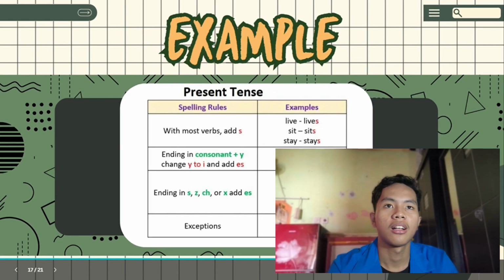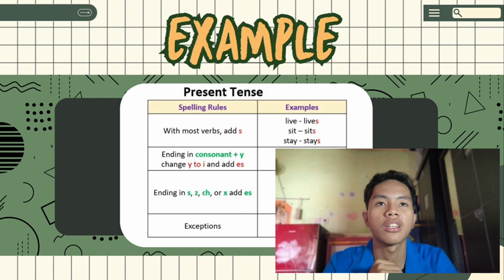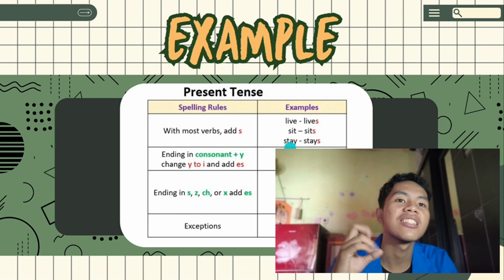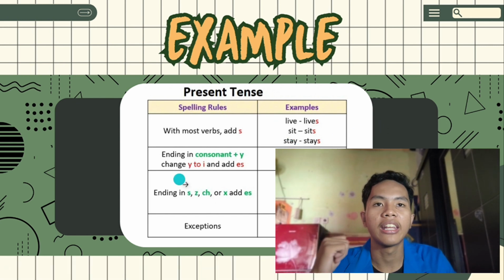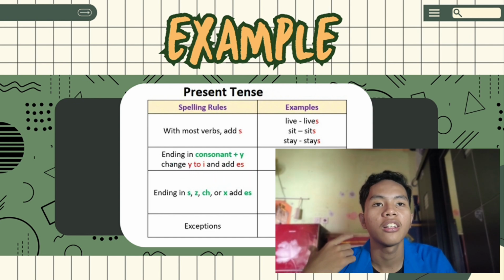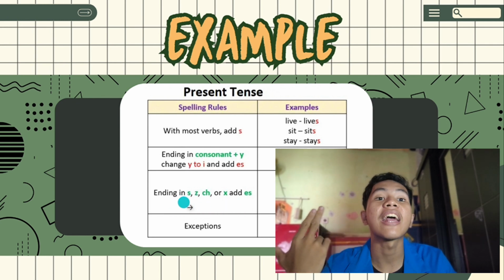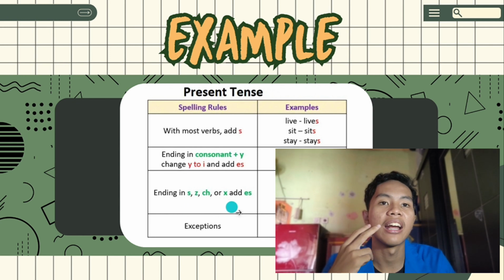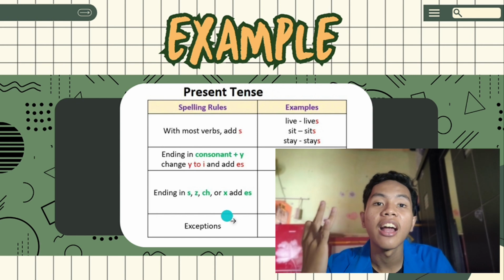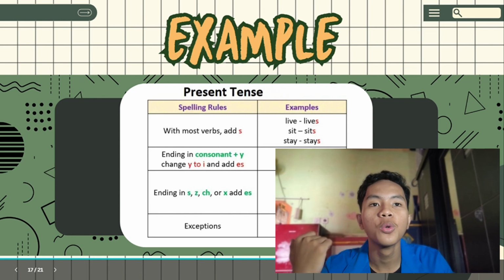Now, the entire example of the spelling rules in present tense. Most verbs add s: live, lives, sit, sits, stay, stays. Ending in consonant plus y, change y to i and add es: try, tries, carry, carries. Ending in s, z, ch, or x, add es: miss, misses, buzz, buzzes, catch, catches, and fix, fixes. And exceptions: go, goes, do, does.